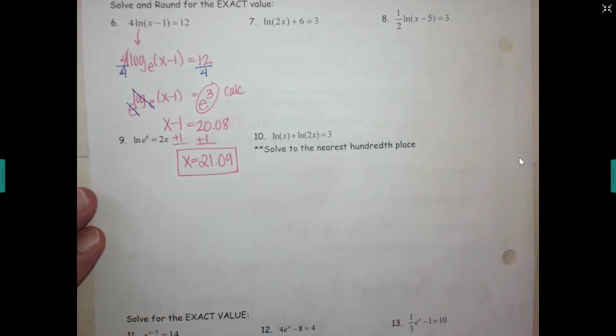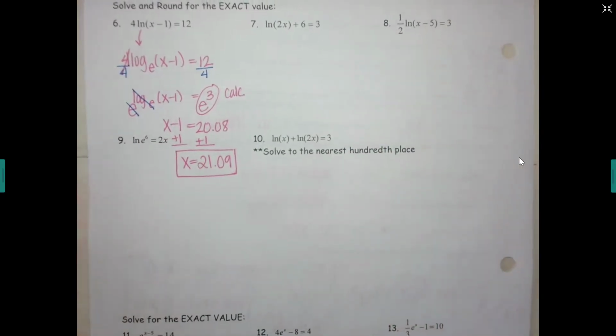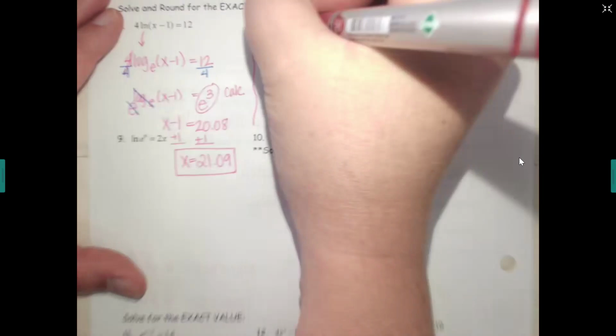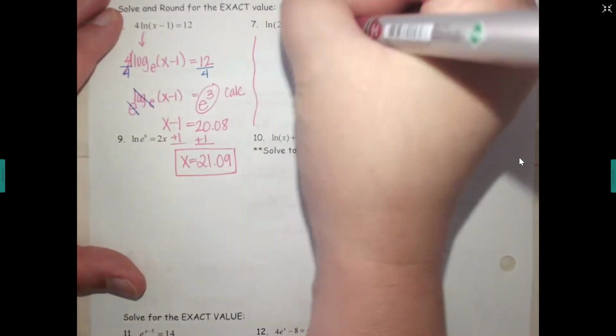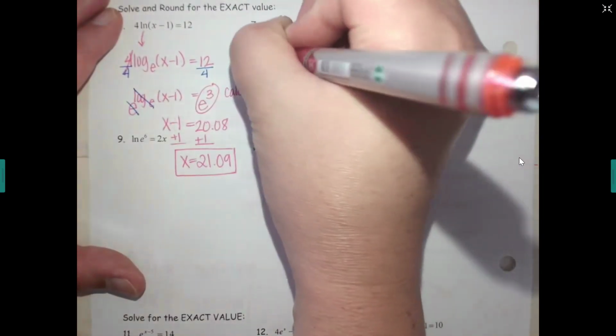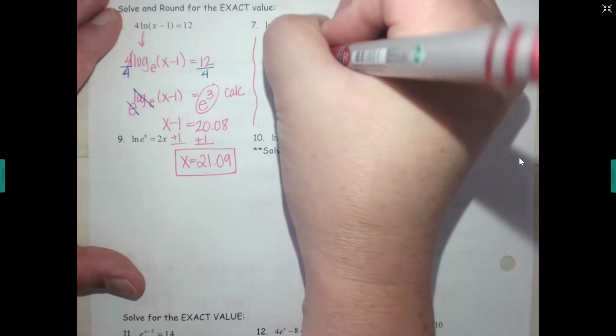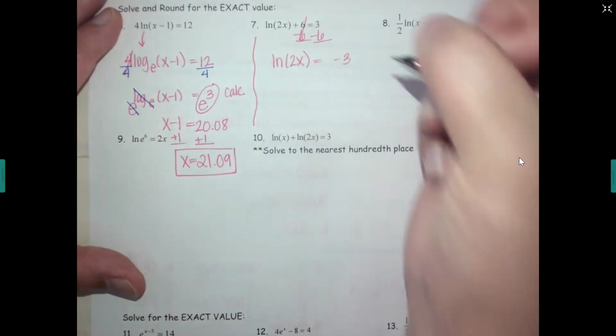All right, let's do number 7. What number has to go first? 6. How do I get rid of a plus 6? Okay, minus 6. What is 3 minus 6? Very good. So I have ln of 2x is a negative 3.